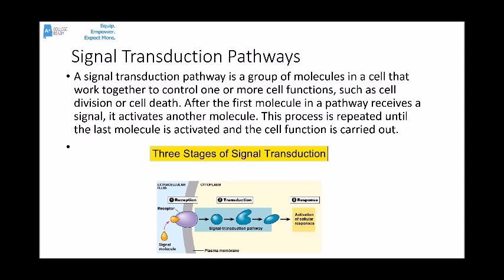So let's talk about signal transduction pathways next. A signal transduction pathway is a group of molecules in a cell that work together to control some kind of cell function. So after the first molecule in the pathway receives a signal, it activates another molecule, which activates another one and another one and another one. So there's lots of steps involved.